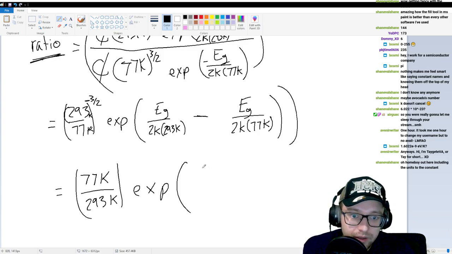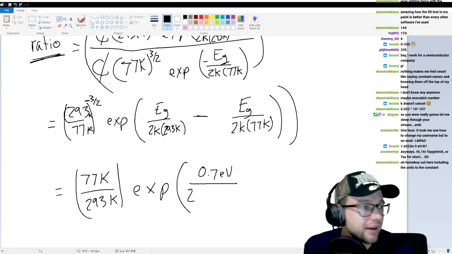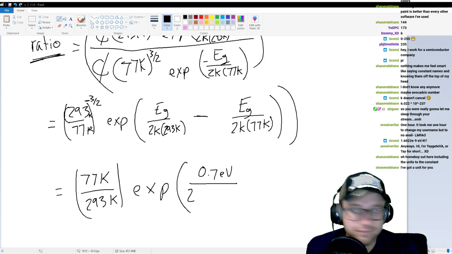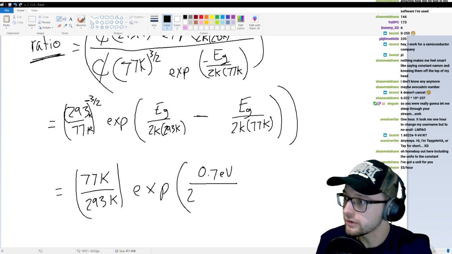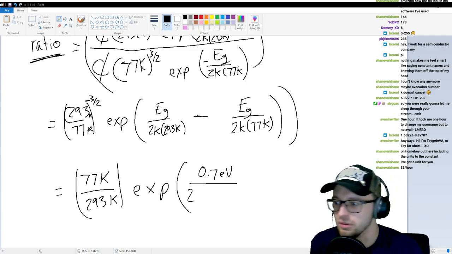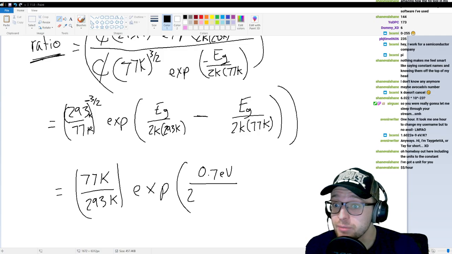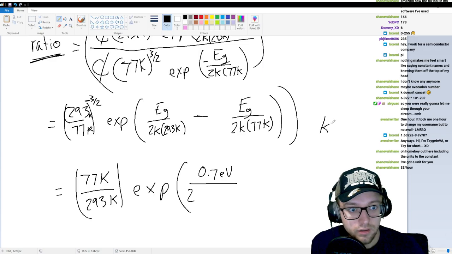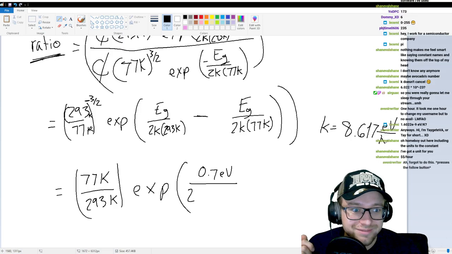All right, so we have 0.7 eV over 2. Okay, what is the Boltzmann constant? Thought I was going to get away with not using it, but I need the Boltzmann constant. Let's figure it out. I don't want it in meters cubed kilogram per second per Kelvin. No, give me that in eV per Kelvin, that's what I like. It equals 8.617 times 10 to the minus 5 eV per Kelvin. Epic.